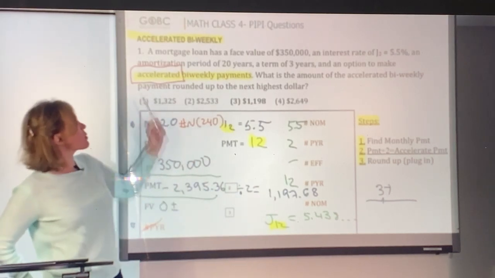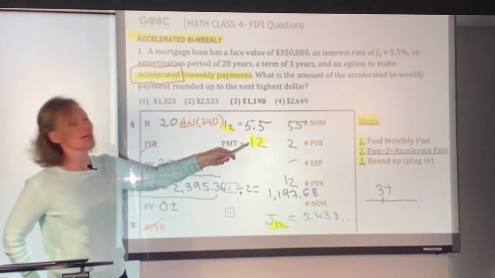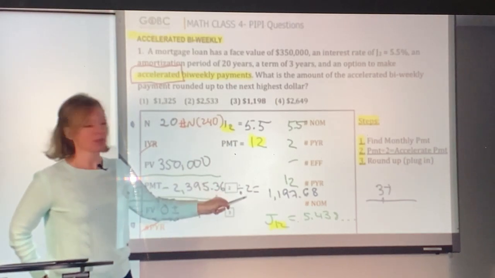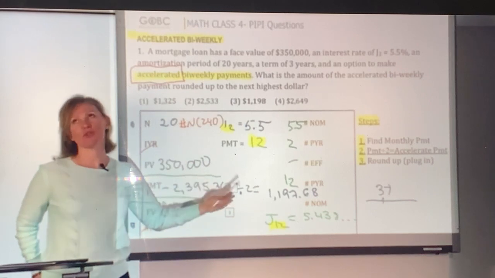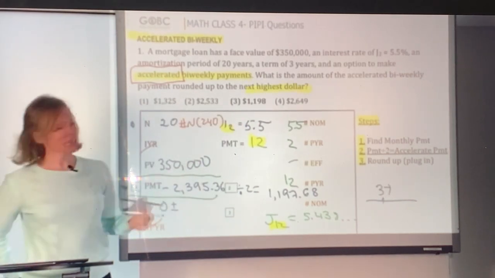So always remember, when they give you the word accelerated bi-weekly, payment frequency stays at 12 because it still has to be a monthly payment. You're going to find the monthly payment, then divide that monthly payment by 2 to get that accelerated payment, and then take that accelerated payment and do whatever they ask you to do after. In this case, all they want is that payment to be increased to the next higher dollar. So that's what you do.